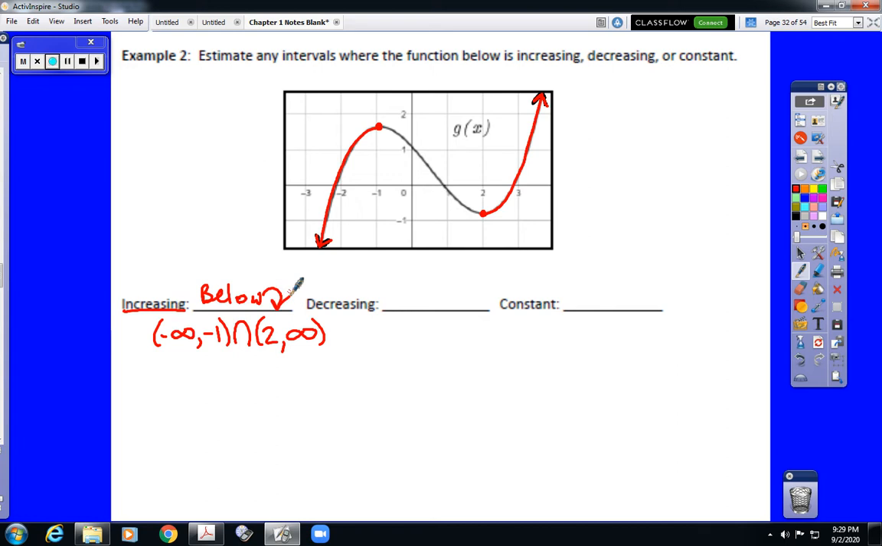In between those two sections, we have a section where the graph is decreasing from roughly negative 1 until we switch over at positive 2. And in this case, the graph is not constant anywhere. There are no constant sections. So we would put the empty set sign, the null sign, for where the graph is constant, because there is no section of the graph that is constant.